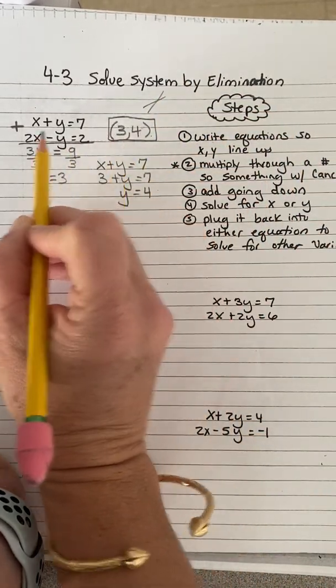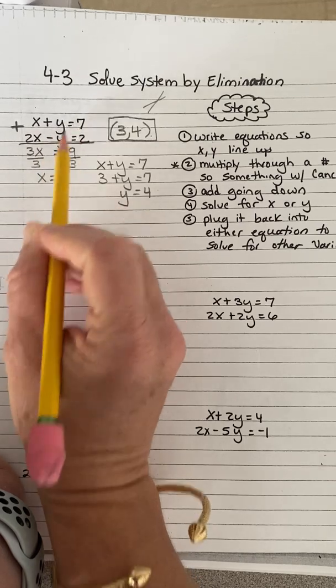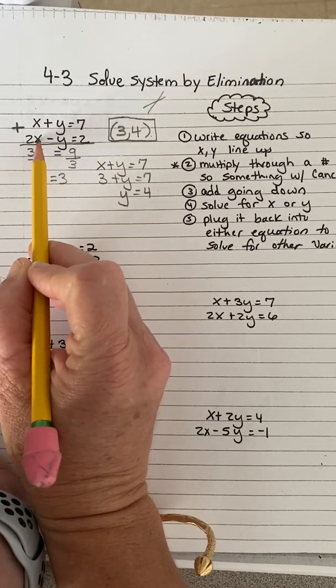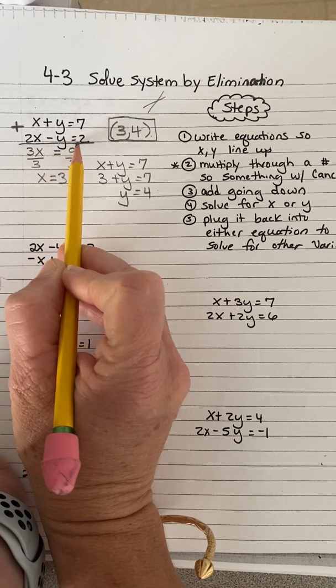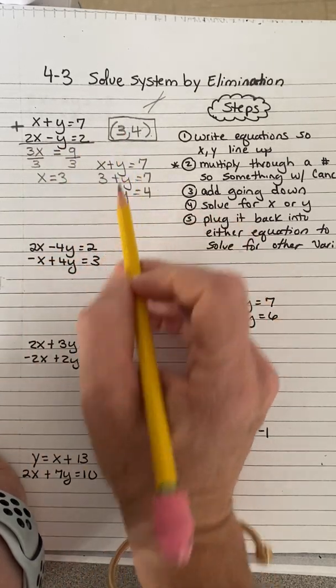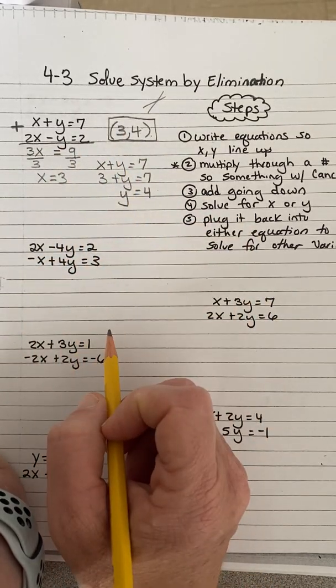And I can check that. 3 plus 4 is 7. And 2 times 3 is 6. Minus 4 is 2. All right, so that all checks out. That is the solution to my system.